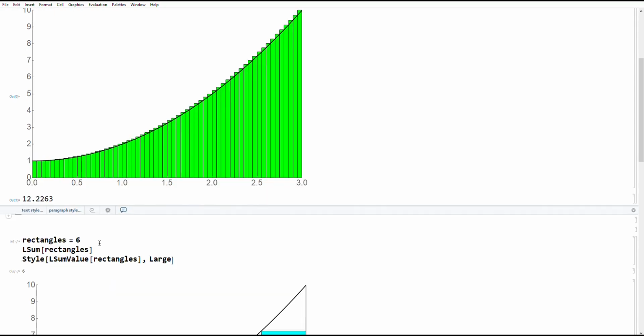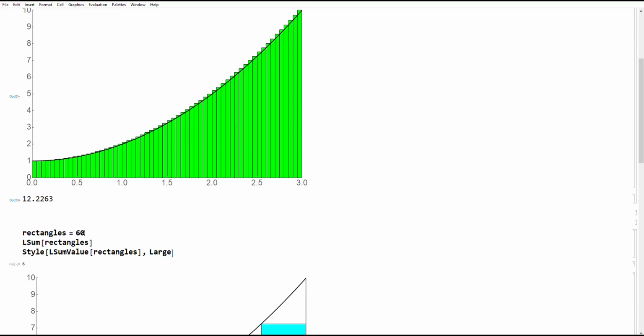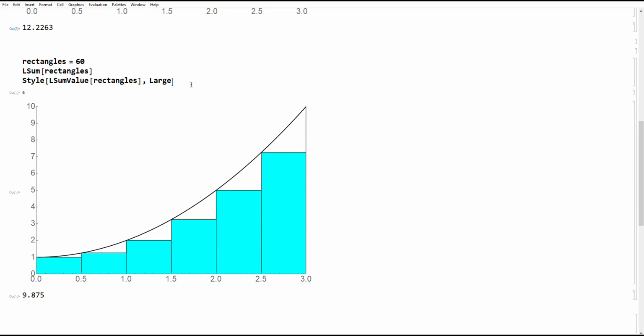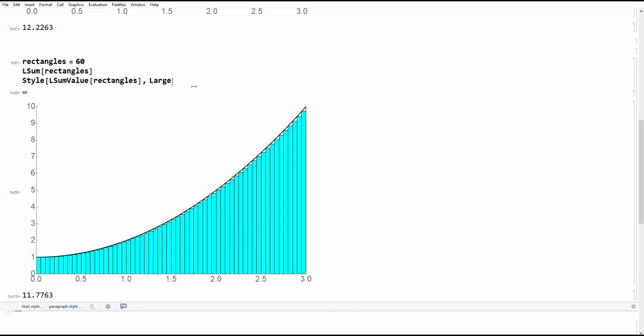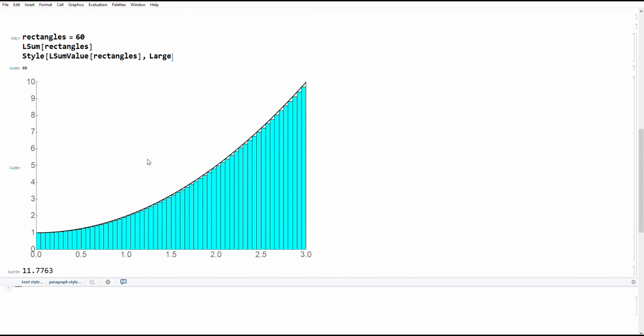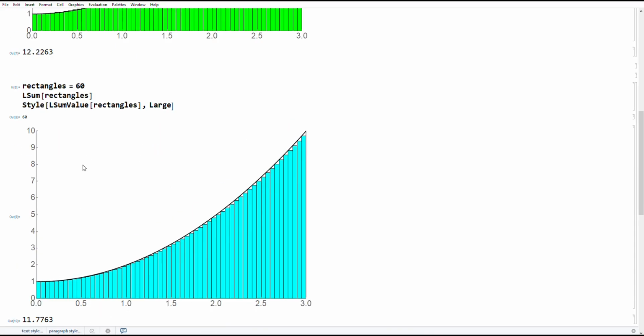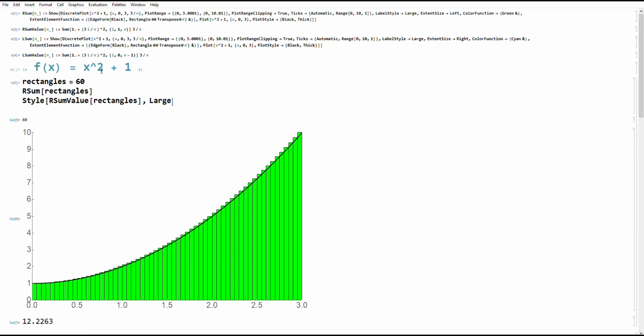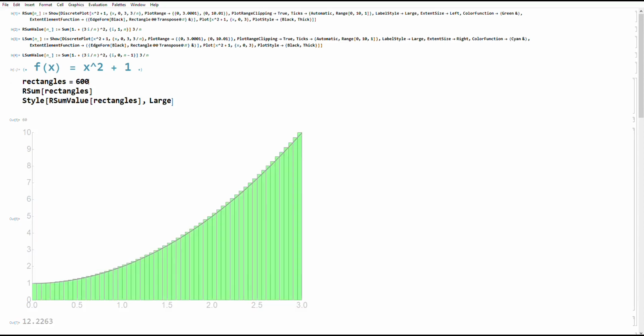If we do the same thing with our left-handed rectangles, which gave us too small an answer, again, you can see it's a much better estimate, and we're getting 11.7763. So just between the two of these, too big, too small, the answer looks like it's probably around 12. What we'll do now is we'll increase dramatically again, 10 times as many. Now the picture is not going to look nearly as nice.